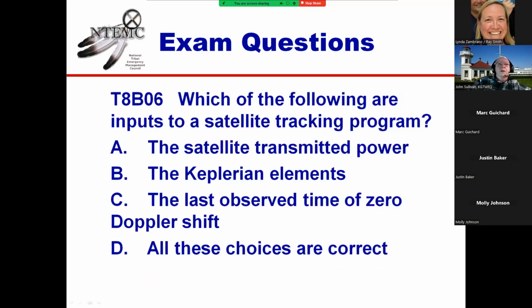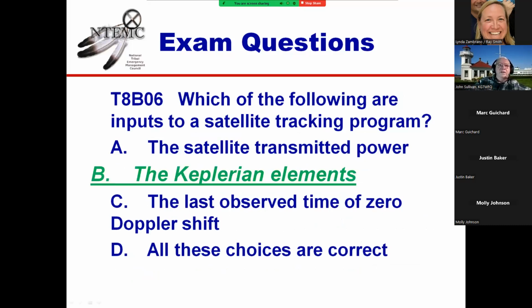Okay, which of the following are inputs to a satellite tracking program? You might think that all of those sound like they're plausible, but the answer is simply the Keplerian elements that we mentioned, which is all the data that's needed for the tracking program that comes from the satellite.